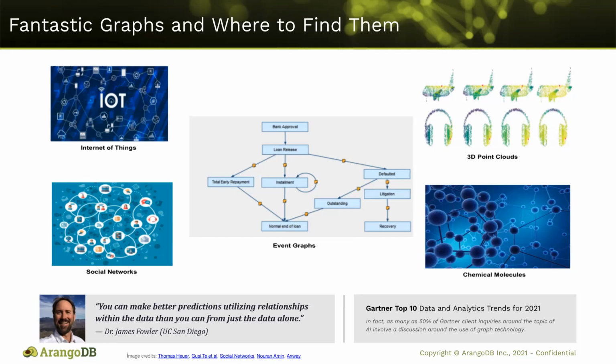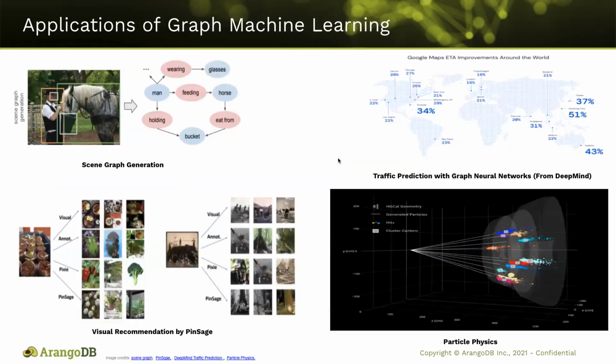So in the machine learning universe, graph data structures are exploited by graph neural networks to perform the tasks of node classification, link prediction, graph classification, or even clustering. In the next couple of slides, we will see some of the interesting applications of graph machine learning, starting with number one, which is scene graph generation.